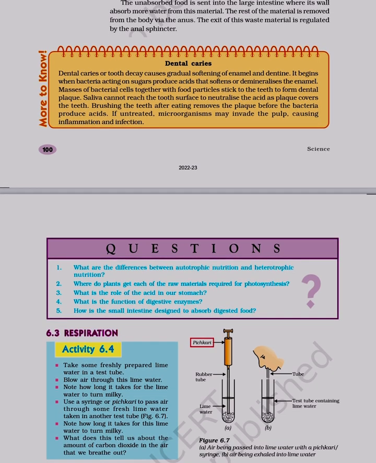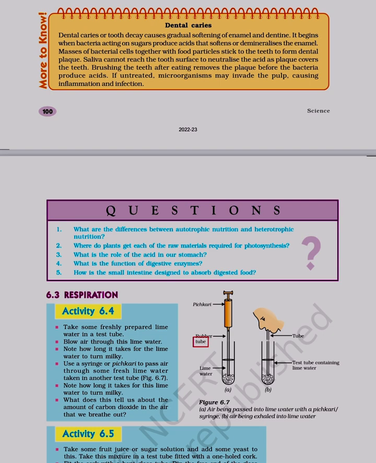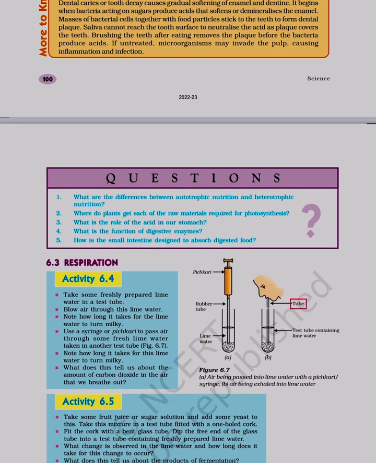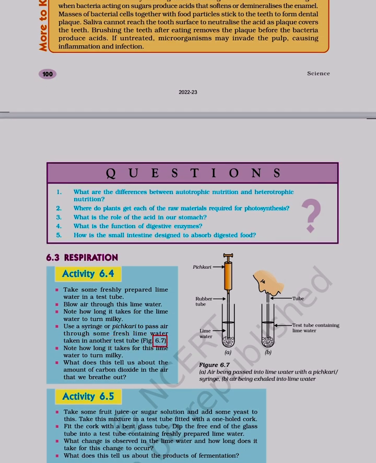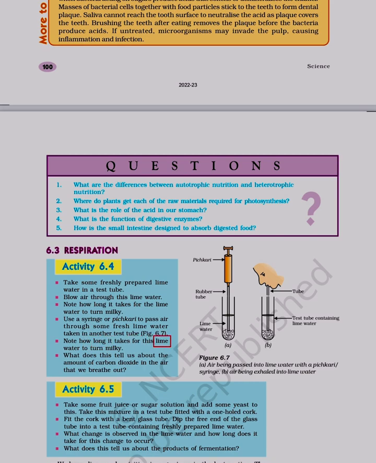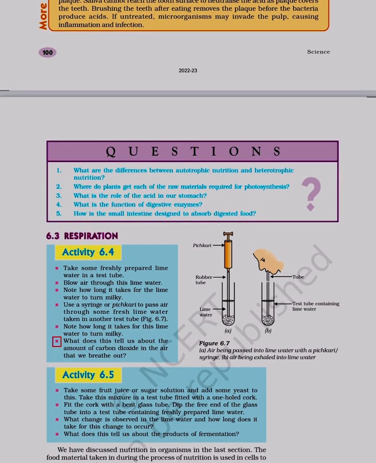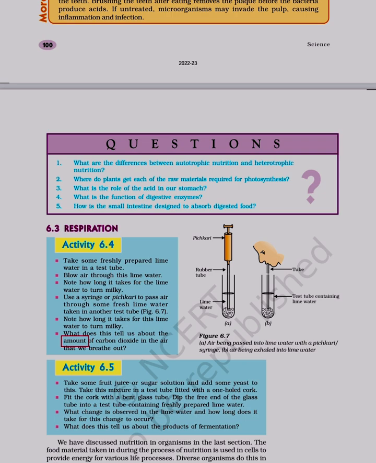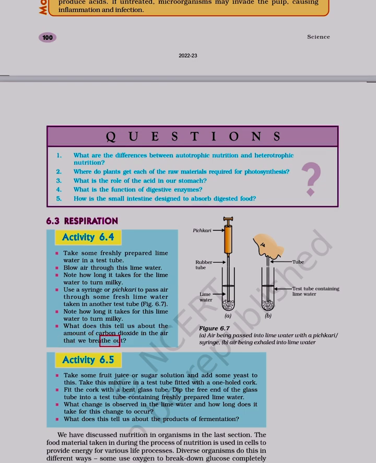6.3 Respiration. Pitchkari. Rubber tube. Lime water. Tube. Test tube containing lime water. Take some freshly prepared lime water in a test tube and blow air through this lime water, and note how long it takes for the lime water to turn milky. Use a syringe or pitchkari to pass air through some fresh lime water taken in another test tube, figure 6.7, and note how long it takes for this lime water to turn milky. What does this tell us about the amount of carbon dioxide in the air that we breathe out?